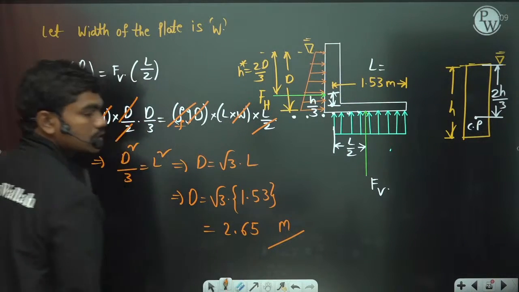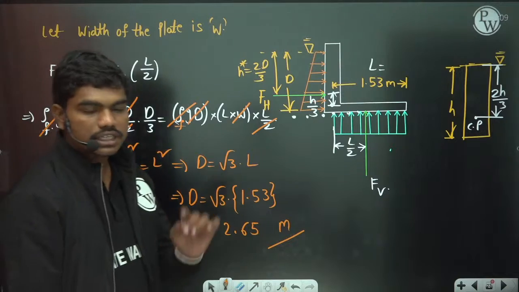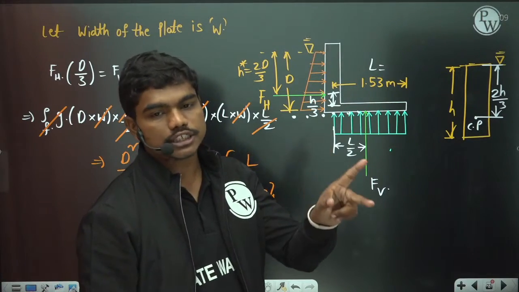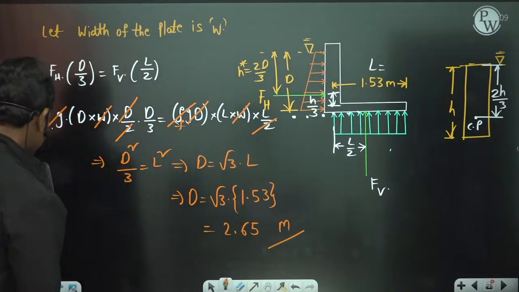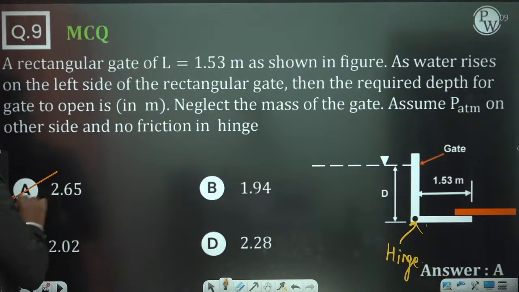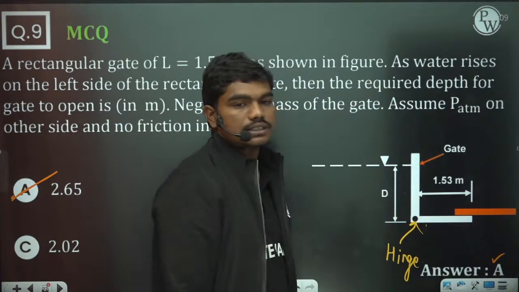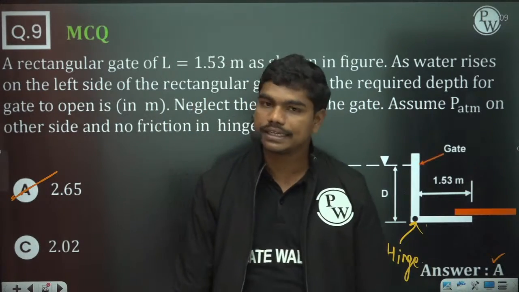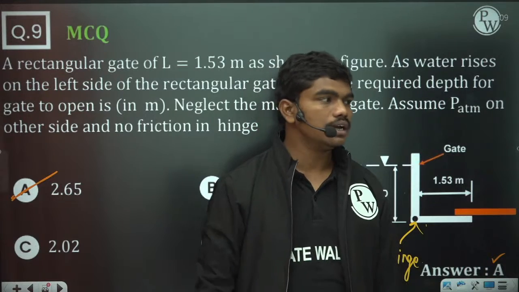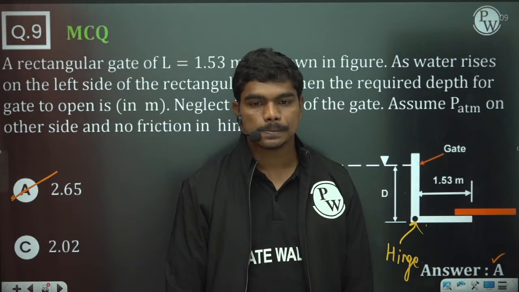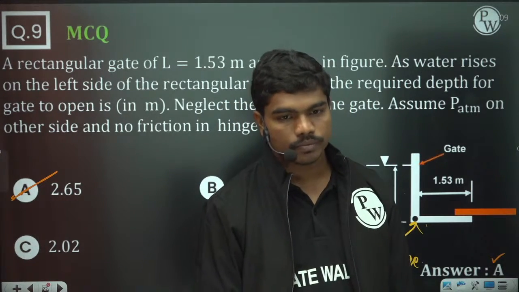2.65 meters is the actual value of D at which this gate will take a rotation. Yes, 2.65 is correct. Okay, so 2.65 is the correct value. Option A, answer A, which is here. So 2.65 meters is the water level at which this gate will rotate about the hinge. Okay, clear?